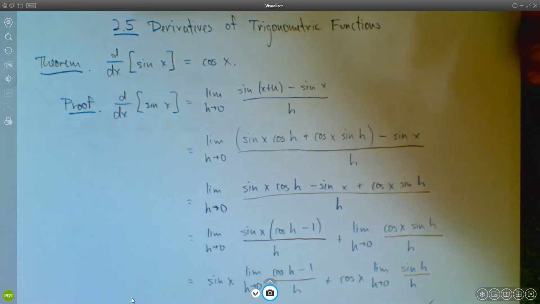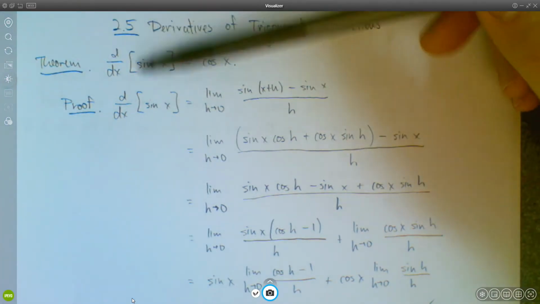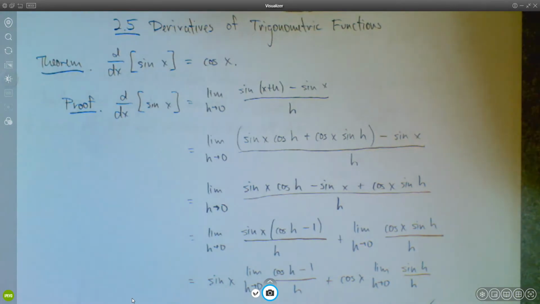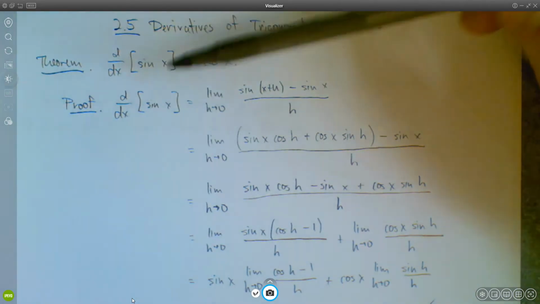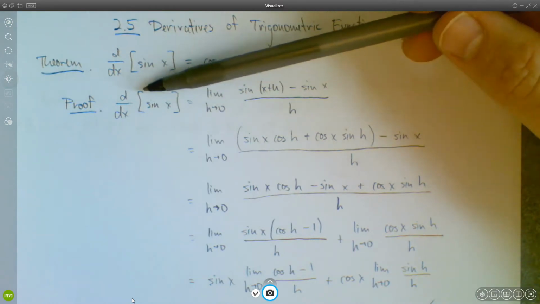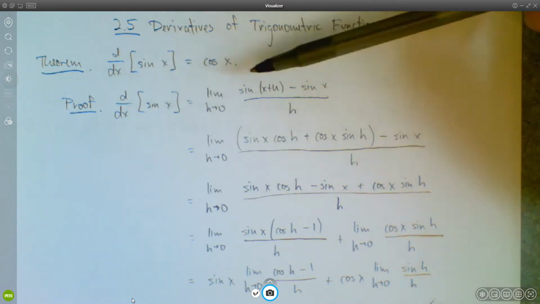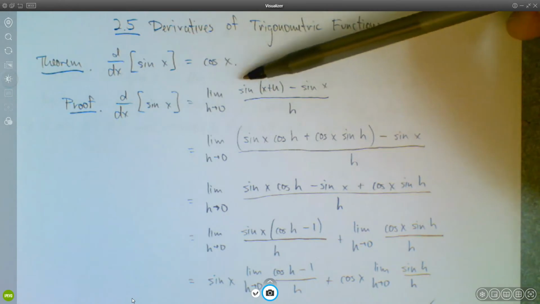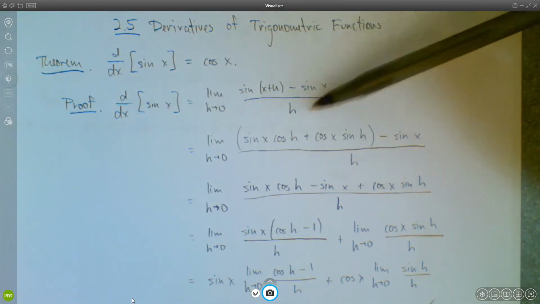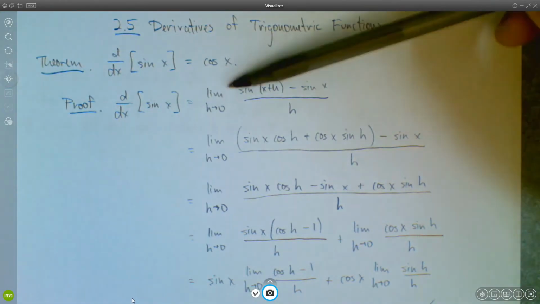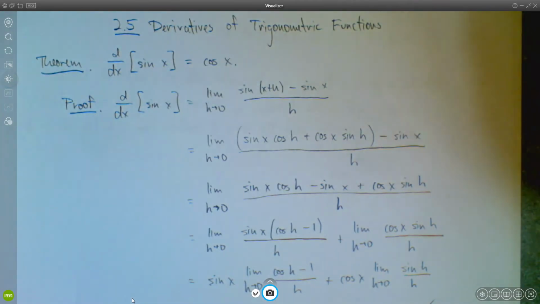But here we go. So to start off with, the derivative of sine is cosine, which is kind of nice, right? But here's how we know that. So by definition, the derivative of the sine function would be the limit as h approaches 0 of sine of x plus h minus sine of x, divided by h, right? So that's just from the limit definition.